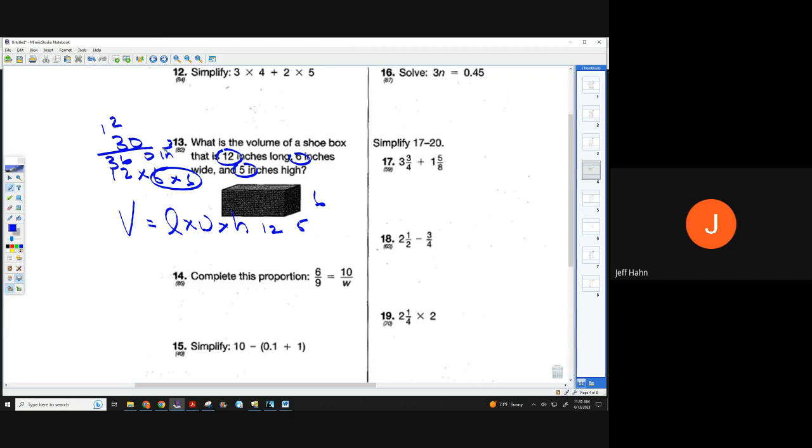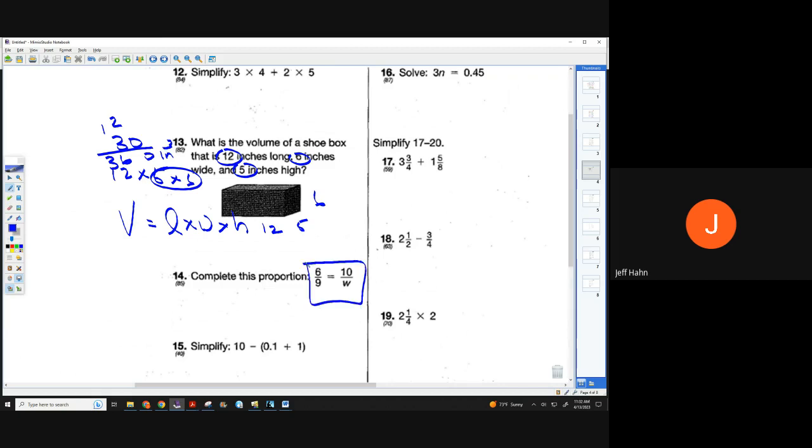Long, awkward silence here. Nobody has any questions on that, huh? None whatsoever. Nobody has multiplying fractions or adding and subtracting fractions, or problem number 16, or proportions.